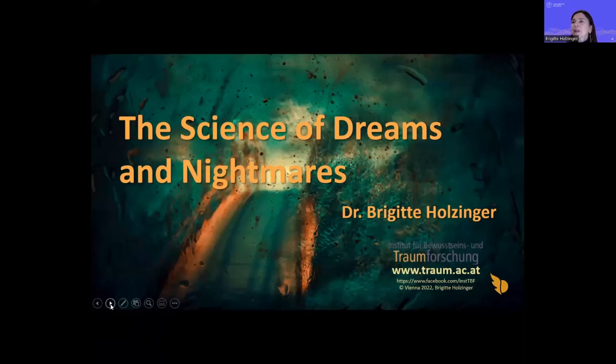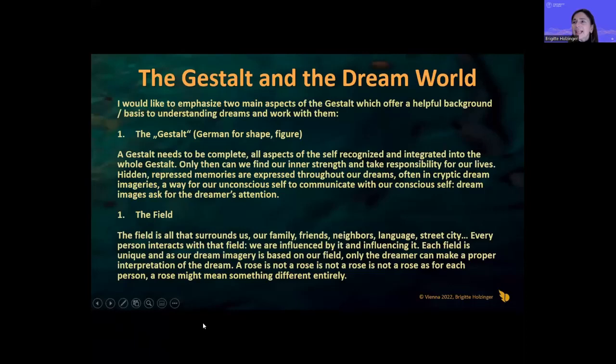As a remark, we are working here at the Medical University in Vienna and also at the Institute for Consciousness and Dream Research. And I am personally sort of at home, or started out my career as a gestalt therapist and a gestalt psychologist. I know those are very old German terms, but they still have quite an influence on how I see my work and of course also dreams and dream research.